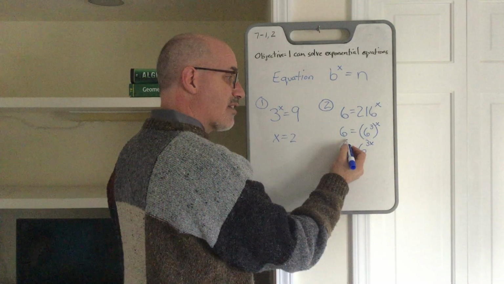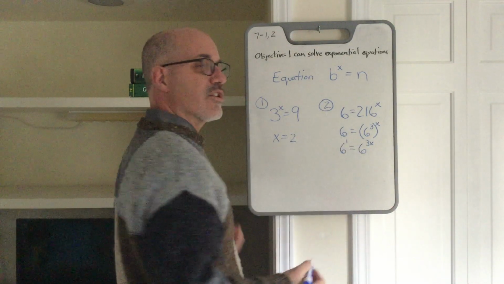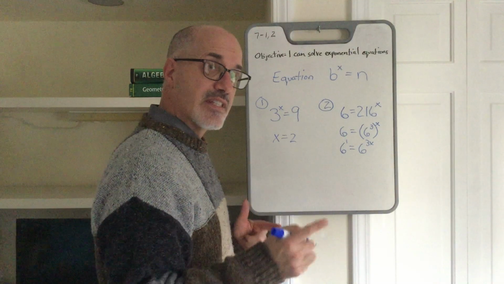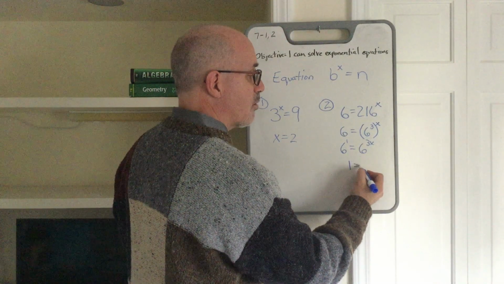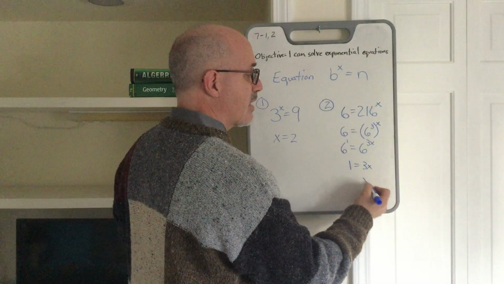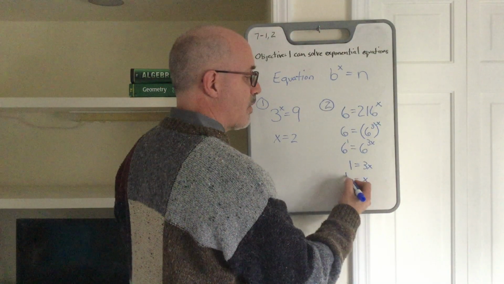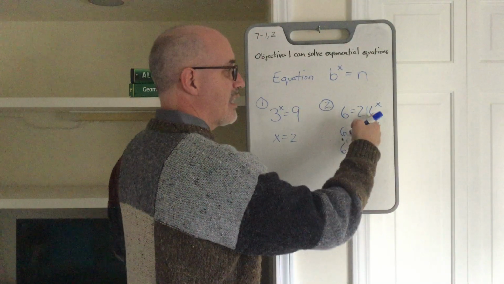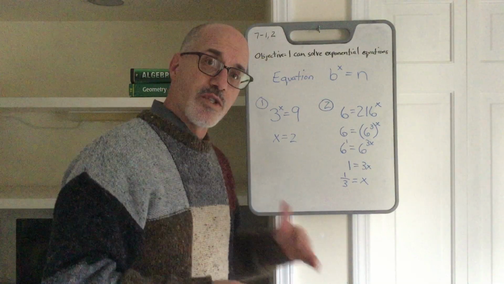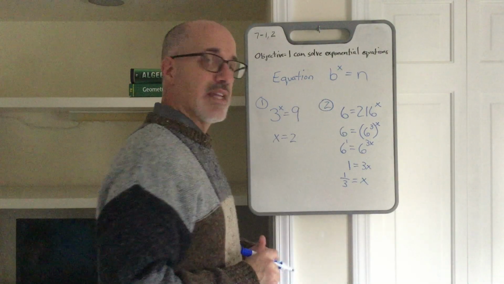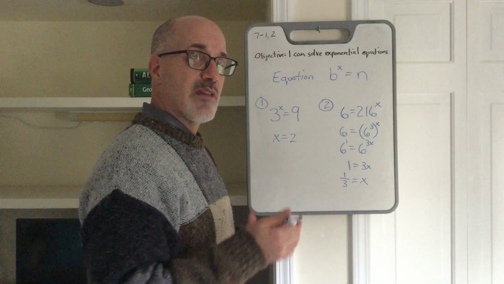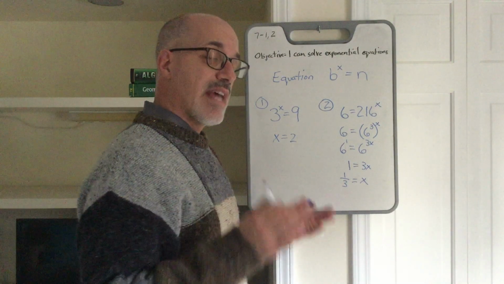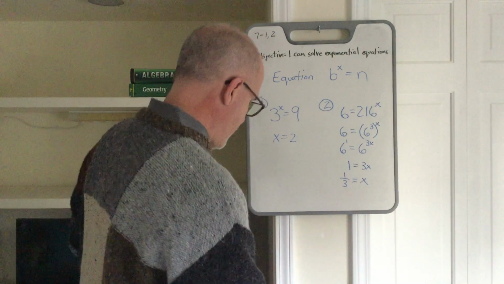Now we can think of this as 6 to the first. If they have the same base on both sides, you can set the exponents equal and solve, and what you get is that x equals 1/3, which makes sense because the cube root of 216 is equal to 6. So that allows us to solve the equation if we get the same base on both sides. That's the basic outline of how we're going to do these problems.